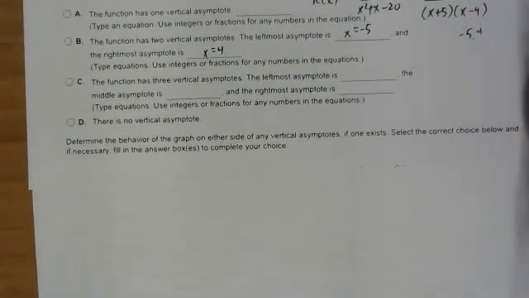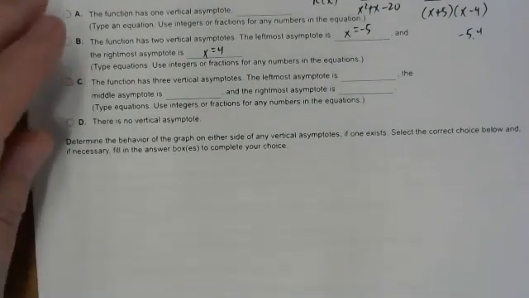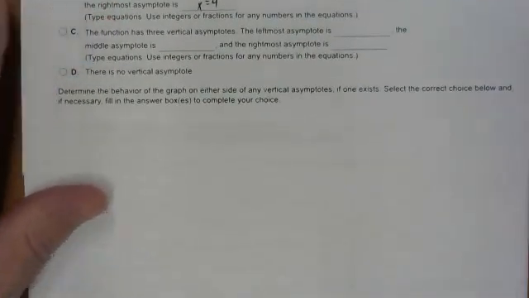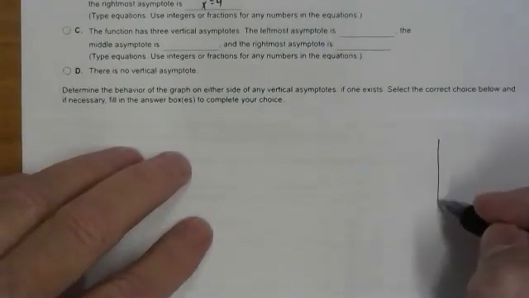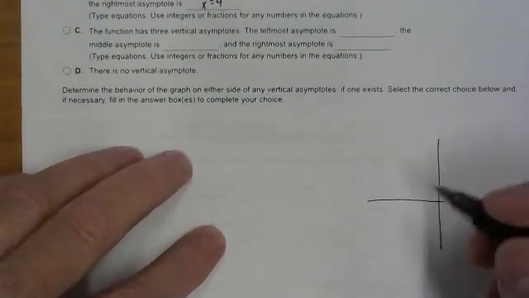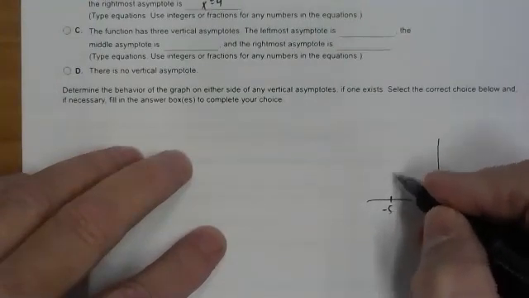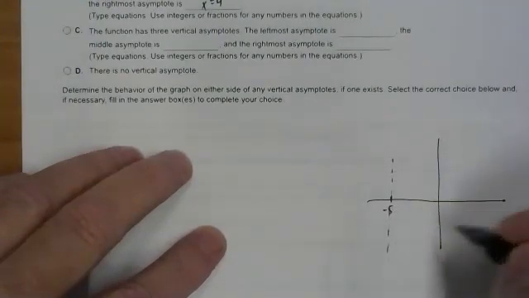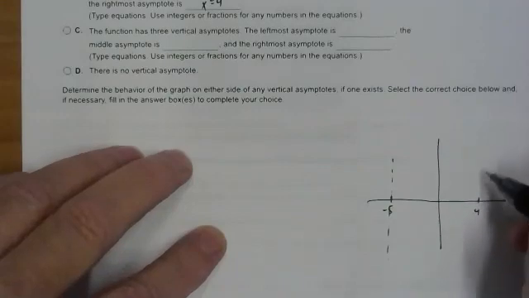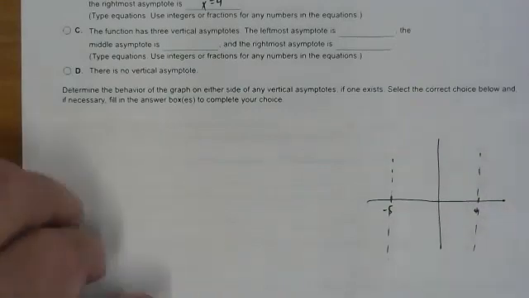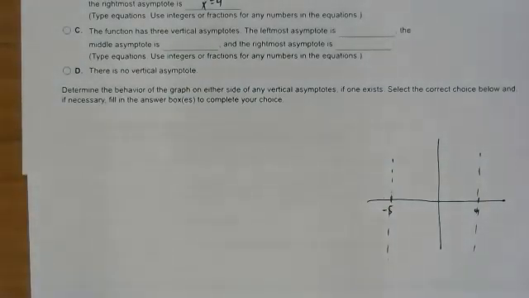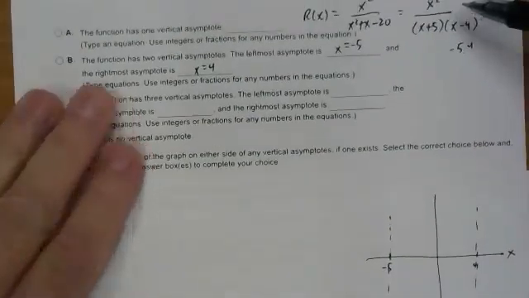Determine the behavior of the graph on either side of the vertical asymptotes, if one exists. Select the correct choice. This is a little tricky. So actually, we have to almost do a little sketch. I'm going to draw my asymptotes. Here's -5, and here's 4. So I have to imagine plugging in values of x on either side of these asymptotes and see what happens.